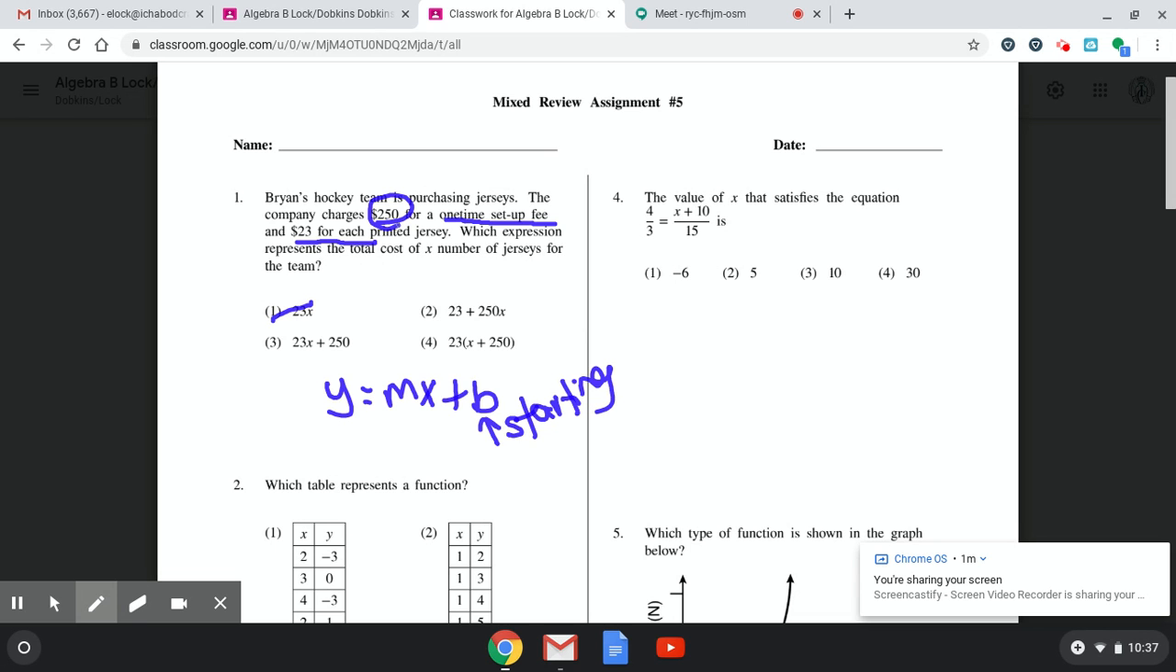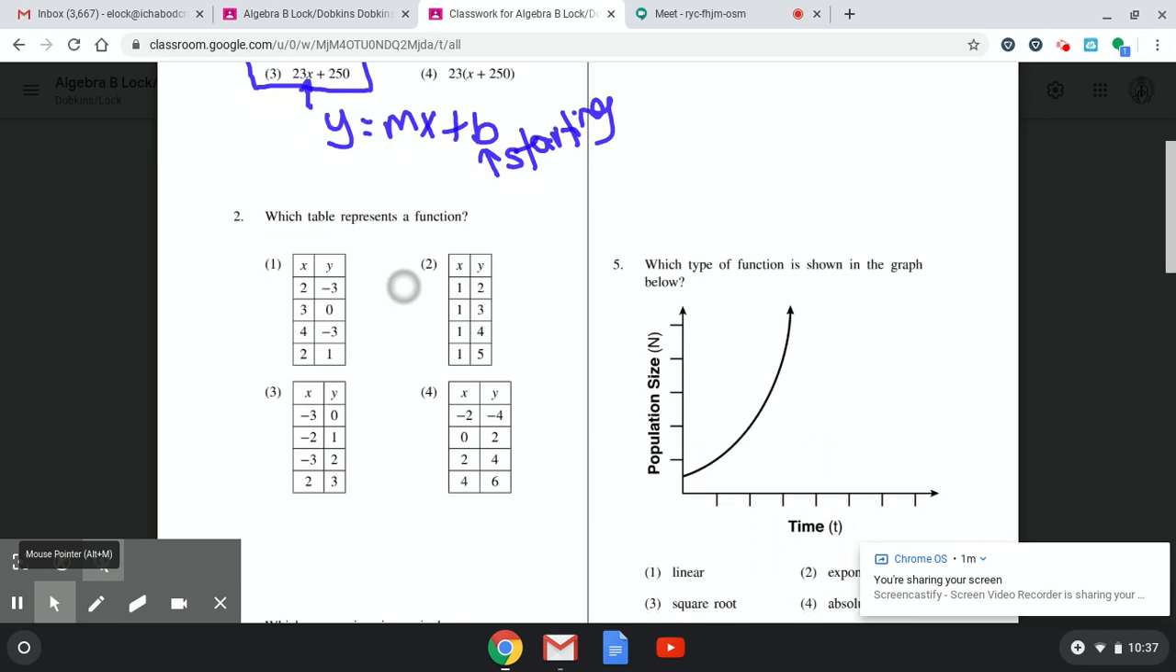So the best answer here is going to be choice 3. Where if they sell 2 jerseys, they would take $23 times 2, being x, plus the startup fee, and so on. Okay. Moving down to number 2. Which table represents a function?